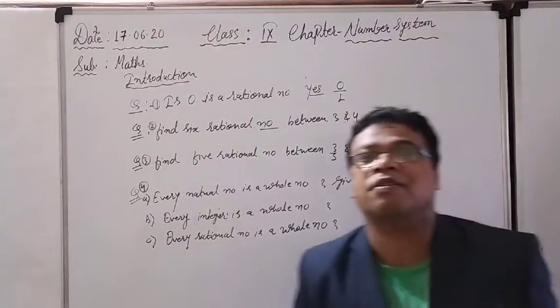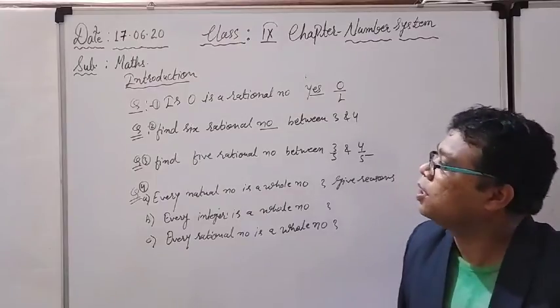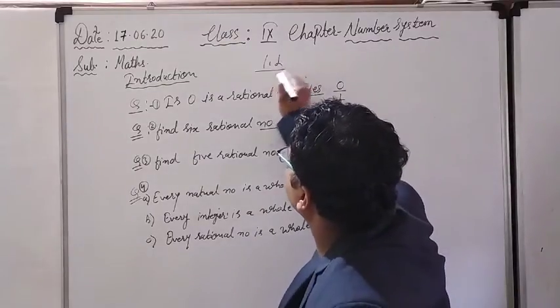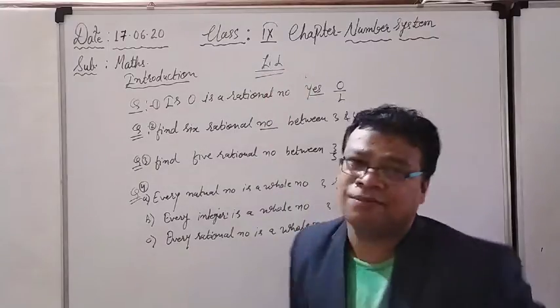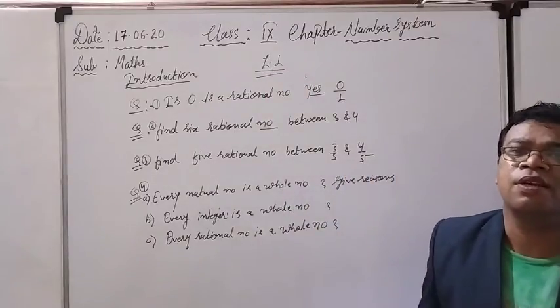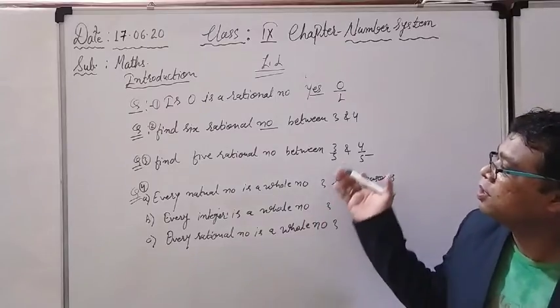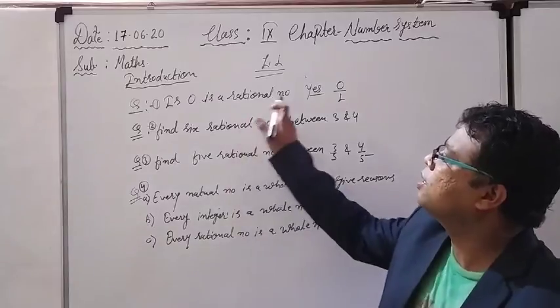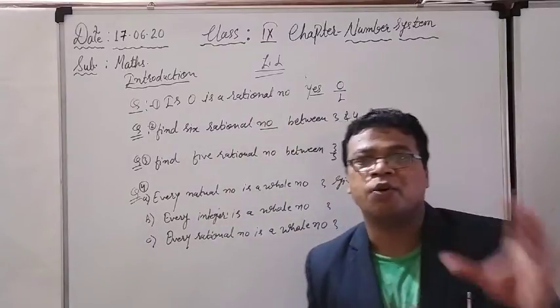Okay, maths. We are working on the number system. Right now we are doing exercise 1.1. Nothing important in this exercise, you can say; all the things are coming, all the things you have studied earlier also. Right now, see what is the first question. Is 0 a rational number?